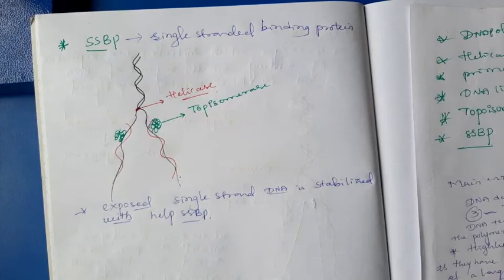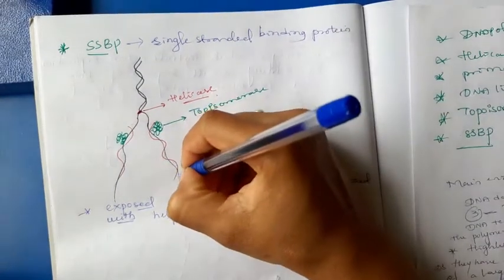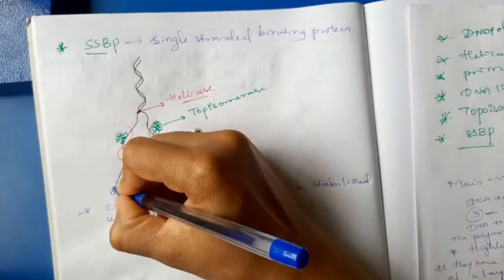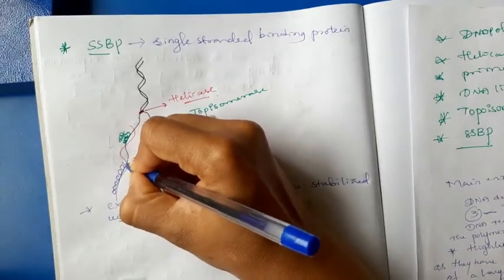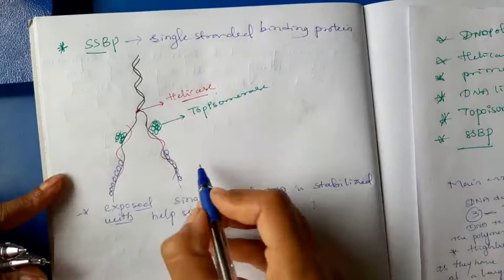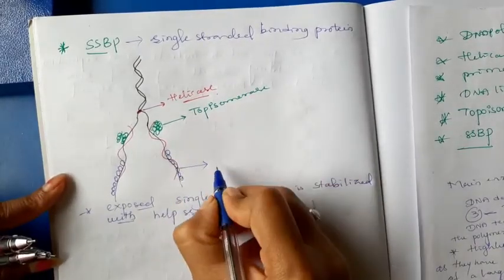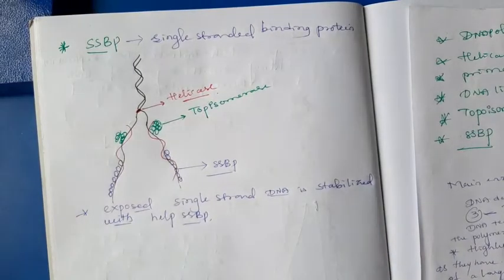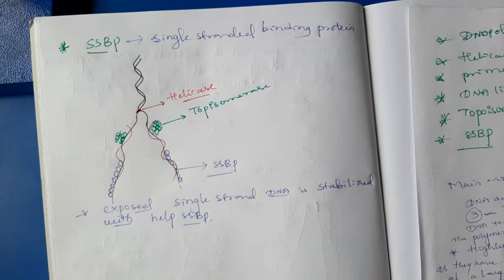These proteins get attached to the open single strand DNA. They help it to stay in single stranded form for the synthesis. These are the single stranded binding proteins. They attach on the single strand of parental template DNA and help it stay in the single stranded form during the process of replication. Okay.